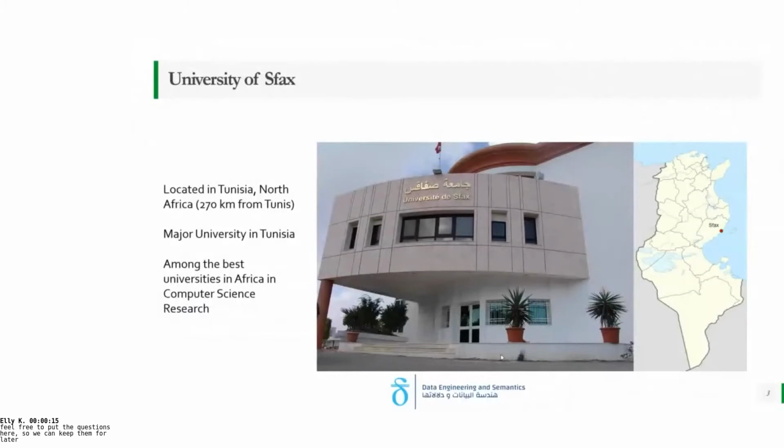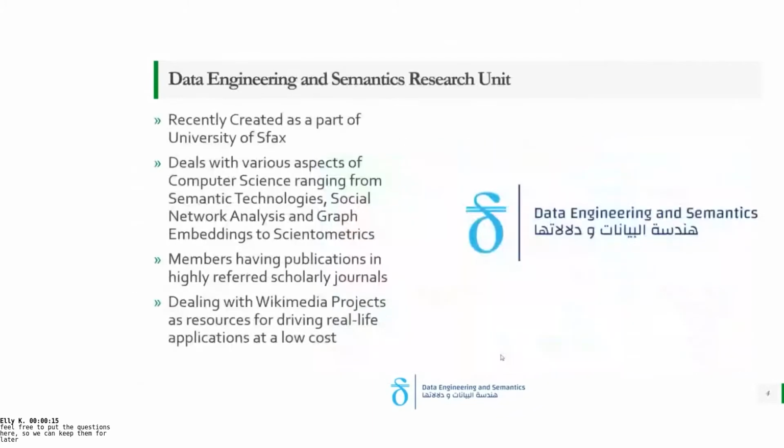So the University of Sfax is located in Tunisia in North Africa, 270 kilometers from Tunis, the capital. It is a major university in Tunisia. It is among the best universities in Africa in computer science research. The Data Engineering and Semantics Research Unit has been recently created as a part of the University of Sfax. It deals with various aspects of computer science, including Wikimedia projects as resources for driving real applications at a low cost. And its members have issued several publications in highly refereed scholarly journals, particularly related to these Wikimedia applications.